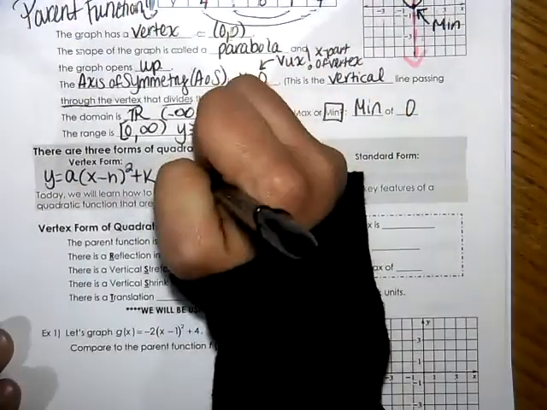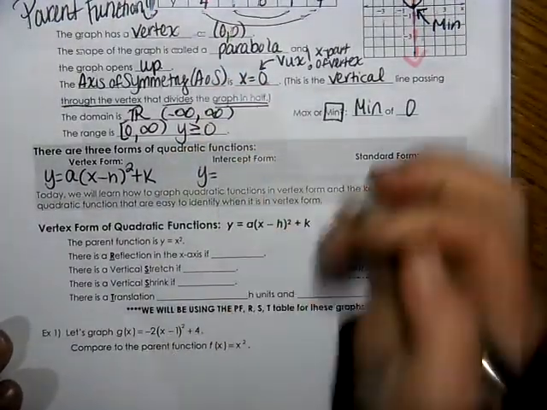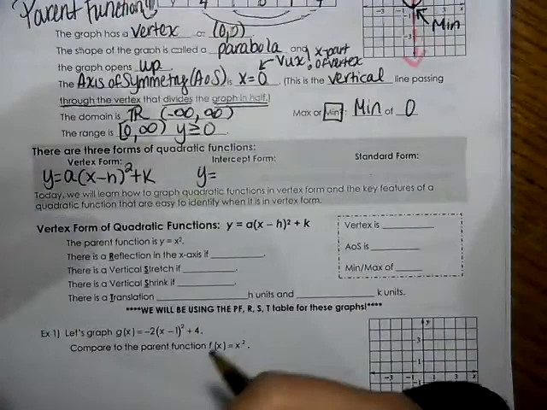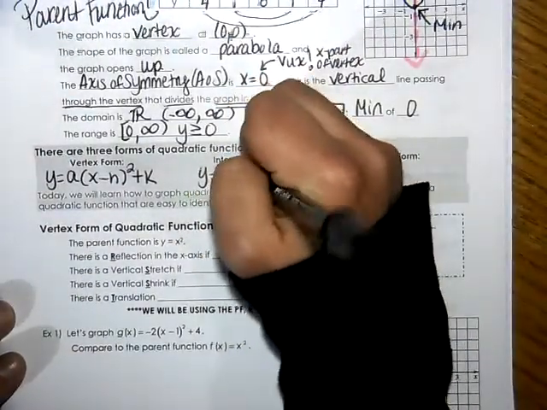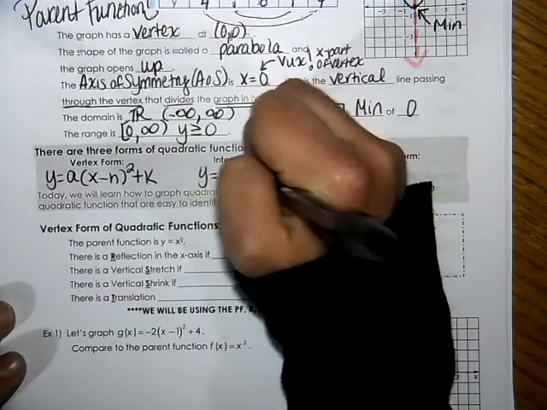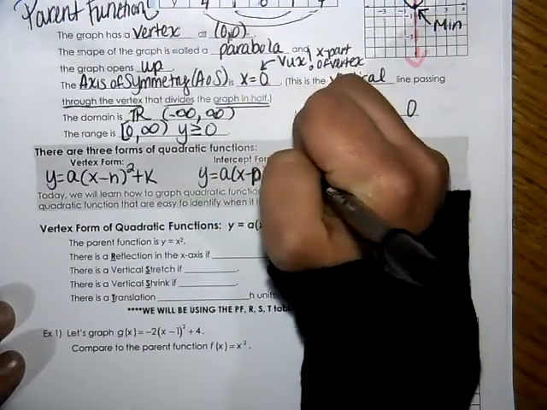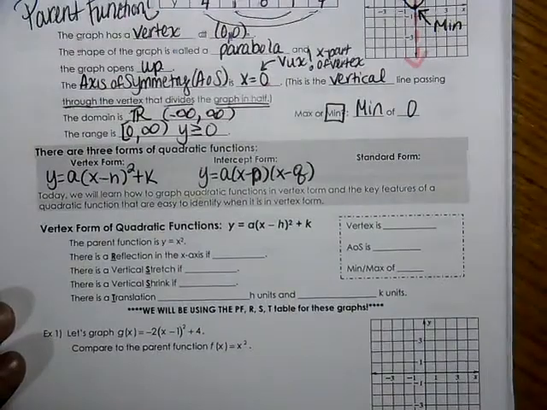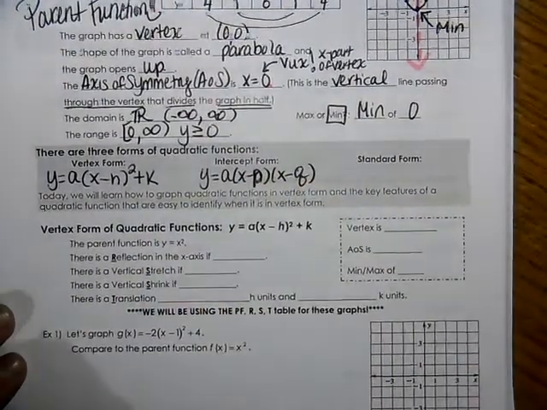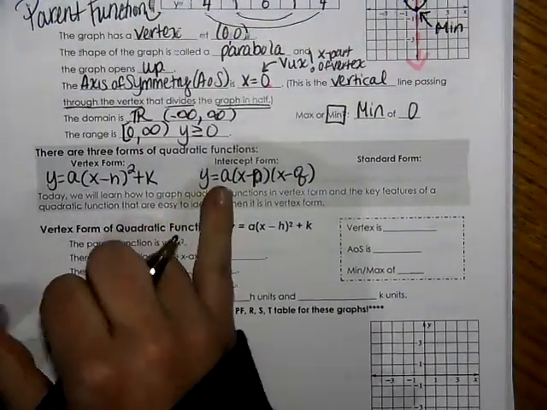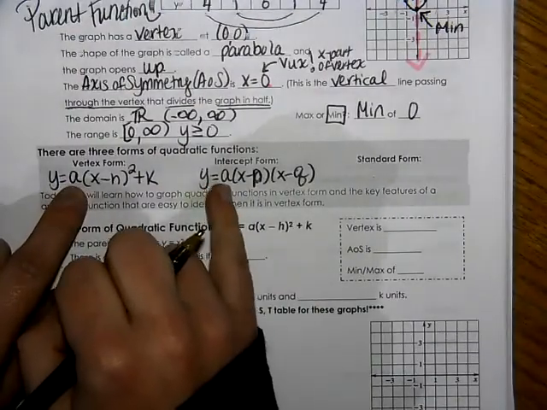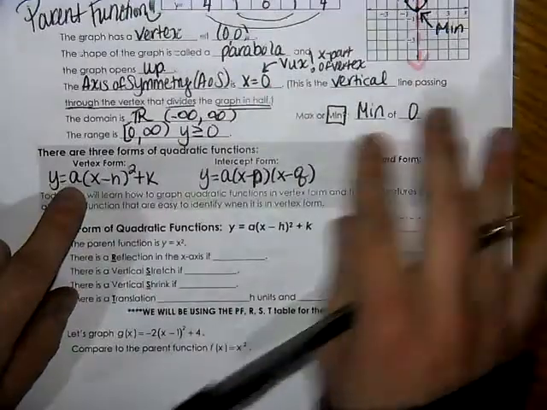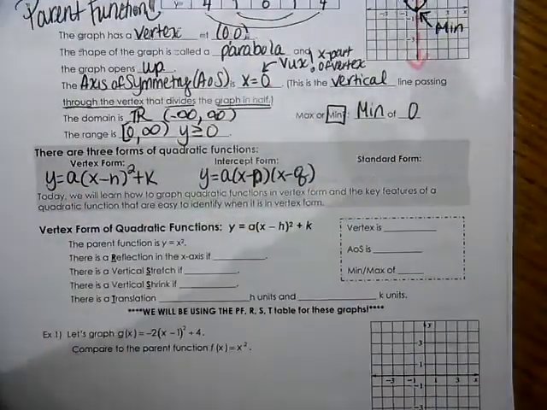The next form that we will discuss is going to be intercept form. And look at that word intercept. That means that we will be able to identify our x-intercepts from it. And it is a times (x minus p) times (x minus q), where p's and q's are going to be your x-intercepts. And that a value is going to remain constant. All of our forms will have the letter a in it.